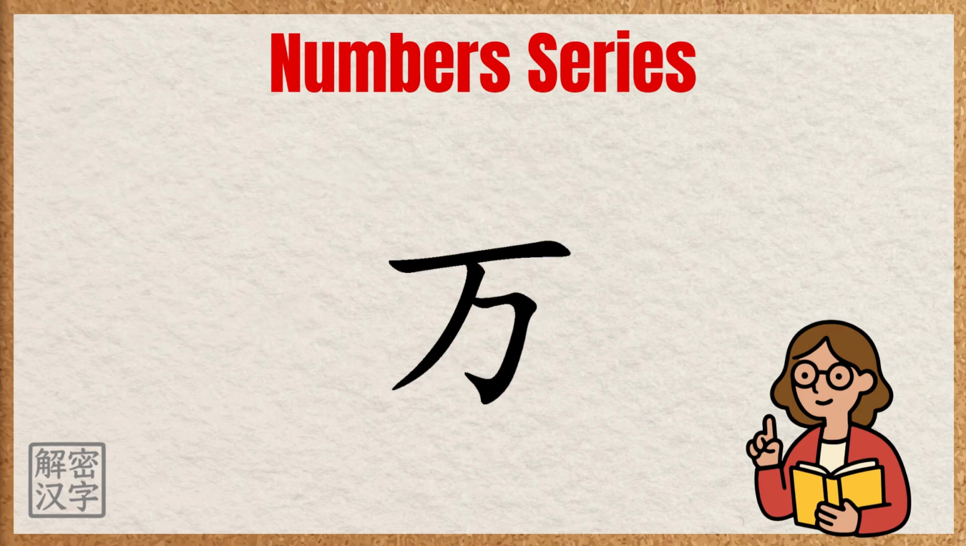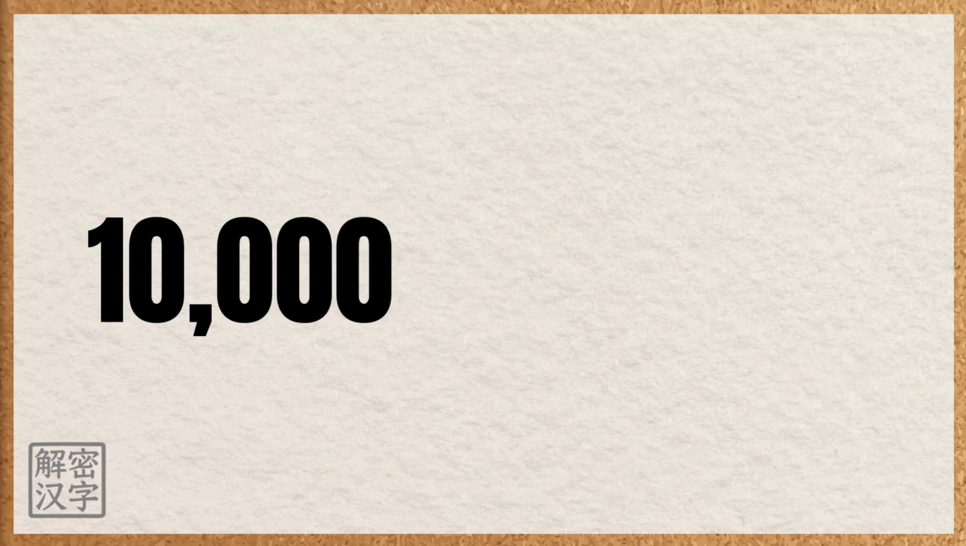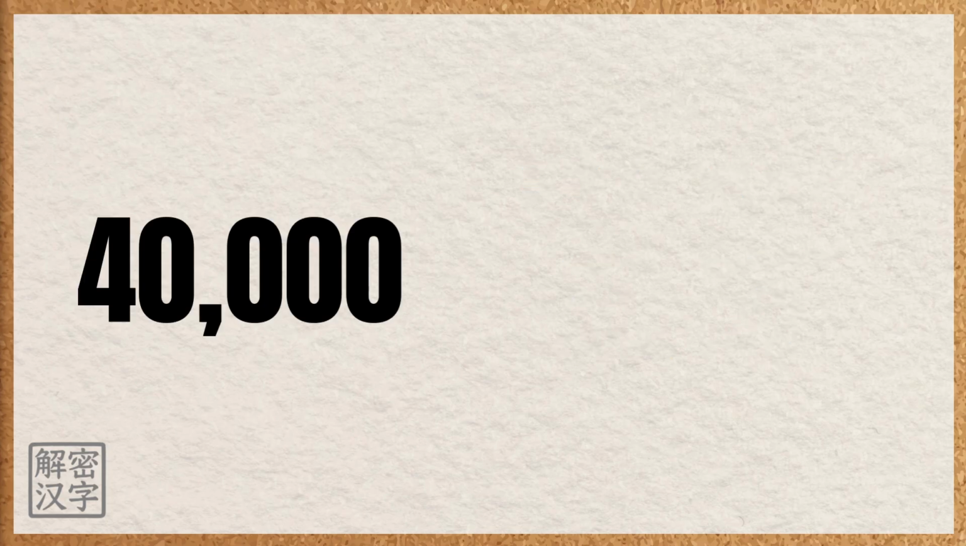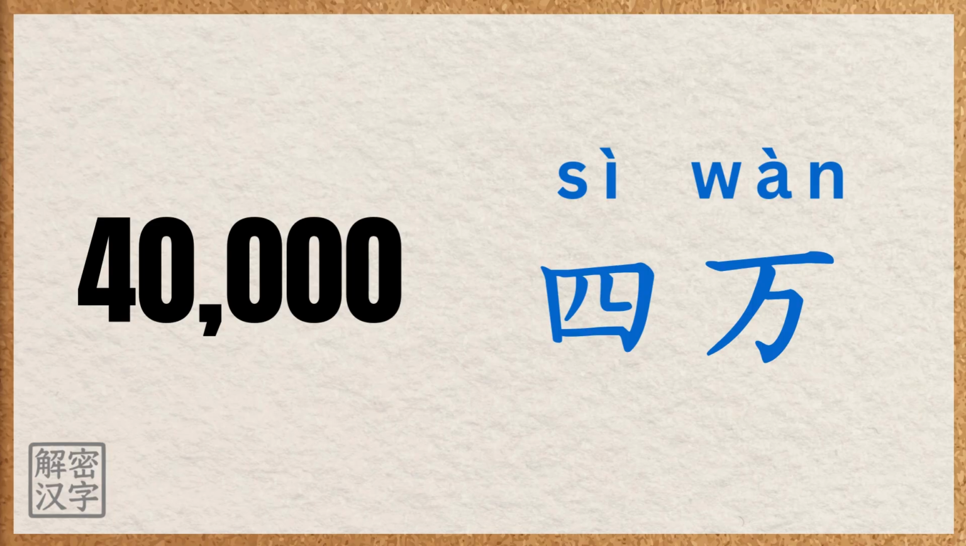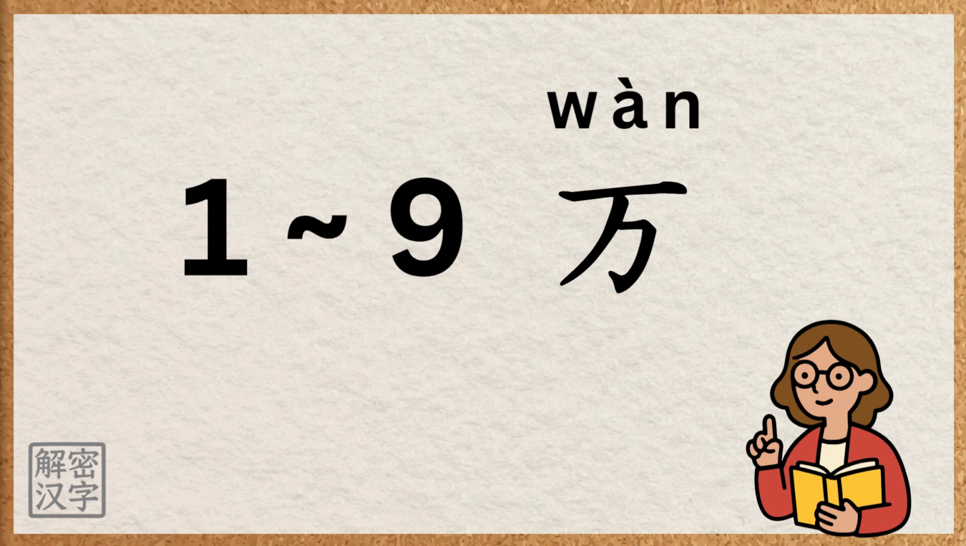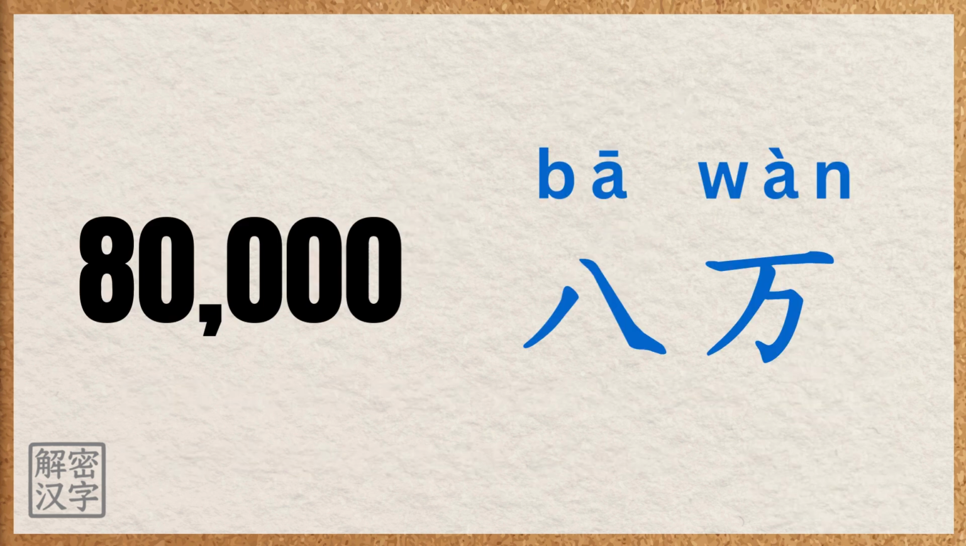Let's learn this important character, 1. The character 1 represents the unit 10,000. It's the key building block for all numbers from 10,000 upward. For example, 10,000 is 1,000, 20,000 is 2,000, 3,000 is 3,000, and yes, 40,000 is 4,000. Exactly. When you put any digit from 1 to 9 in front of 1, it tells you the 10,000s place. For example, 8,000 means 80,000.